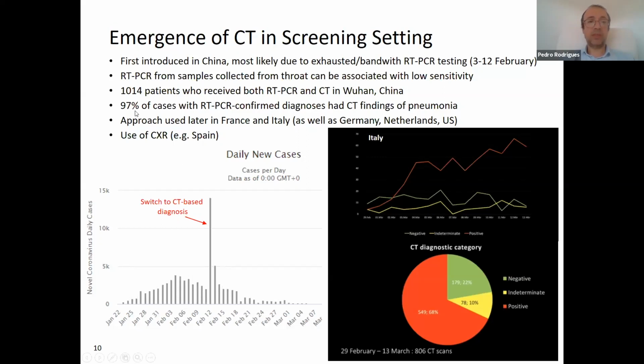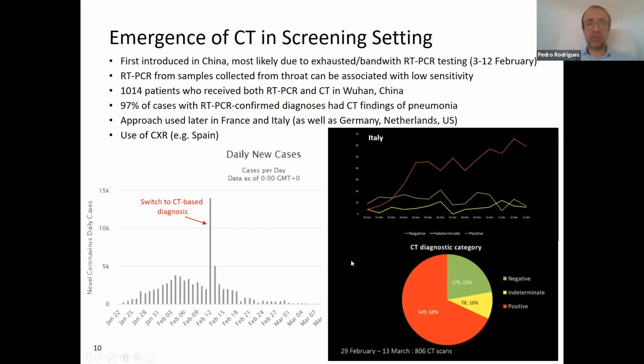So 97% of cases with a PCR positive also have CT findings compatible with pneumonia. This was a large study with around 1,000 patients. The approach was later used as well in France, if there is CT capacity available. So France and Italy have used it. Germany and the Netherlands are also using this approach. Although, as I'm going to show, its use for screening is not consensual.